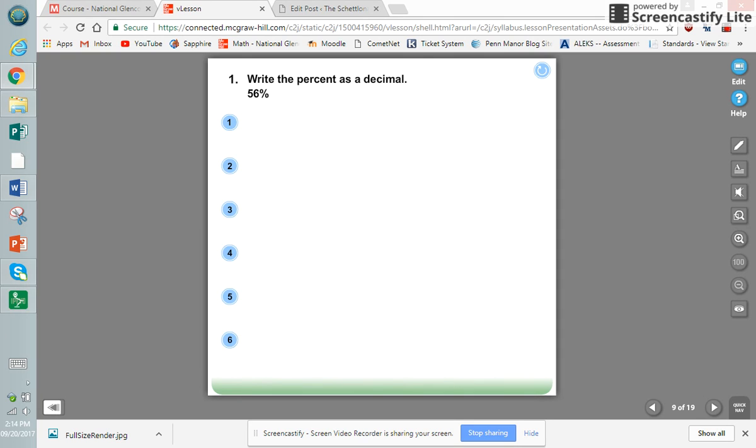Here's a number, says 56%. We would like to change that to a decimal. Step one. Let's make sure we know the percent side. Let's make sure we know the decimal side. There it is. Okay, left and right.